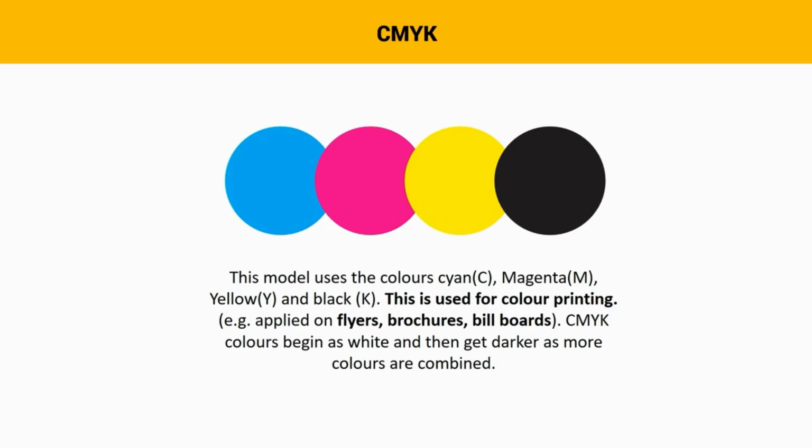CMYK. This model uses the colors cyan C, magenta M, yellow Y and black K. This is used for color printing purpose only. For example, applied on flyers, brochures, billboards. CMYK colors begin as white and then get darker as more colors are combined.